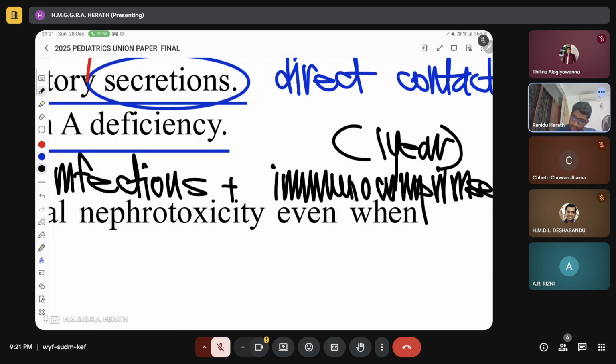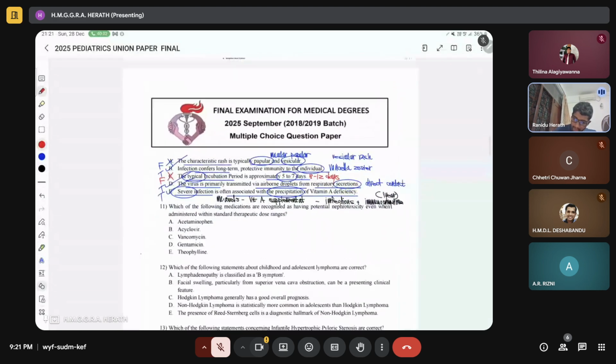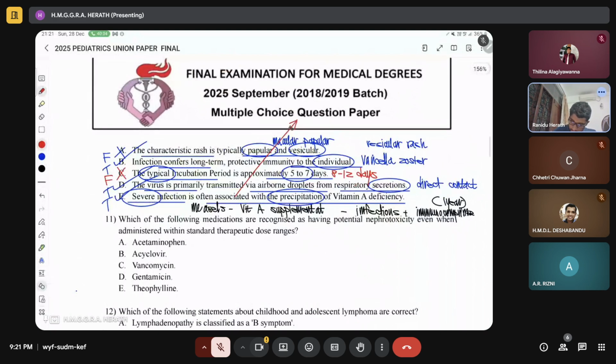So why do we give measles vaccine to patients? What is the importance of giving measles vaccine? To develop immunity against it. Yeah, of course, because it gives immunity to the measles virus. But why do we need to give immunity to the measles virus? What is the problem with measles?